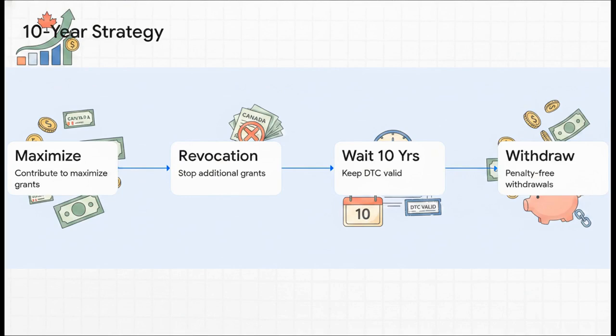Suppose a family opens an RDSP for their child at a young age. Step 1. For several years, they consistently contribute enough money to maximize available grants and bonds. Step 2. Then, after receiving substantial government contributions, they formally request a revocation, meaning they actually ask the government to stop depositing additional grants and bonds into the account. At that point, the 10-year waiting period begins.